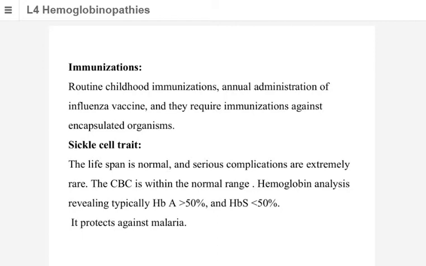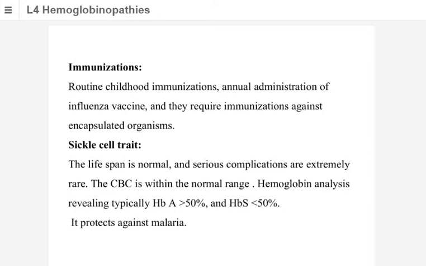Immunization is important because they are immune deficient, because their spleen is liable for infection and getting smaller and smaller, which is called autosplenectomy. So routine childhood immunization is important, with annual administration of influenza vaccine. They even require immunization against encapsulated organisms, the same as splenectomized patients.